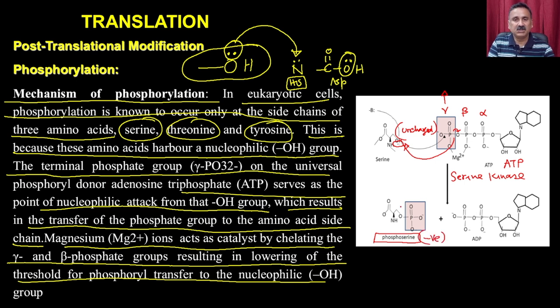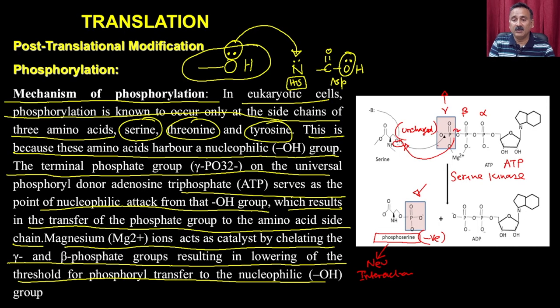So, it is bringing additional charge, and because of this additional charge, wherever the serine is present, it is going to contribute to new interactions, because negative is going to be attracted by the positive, right? So, it is going to have some kind of salt bridge interactions or hydrogen bonding interactions or van der Waals interactions with the neighboring residues, or it may actually break the interactions. There are both possibilities, right? It either can form new interactions, or it can break the pre-existing interactions.